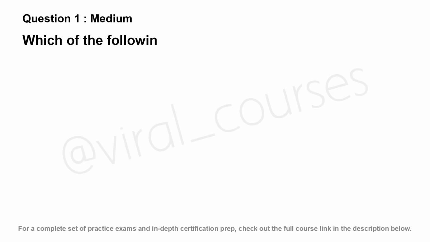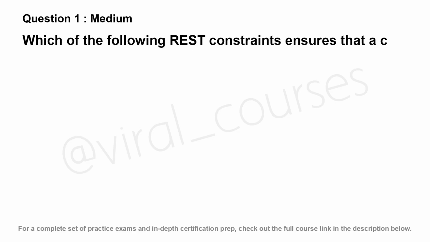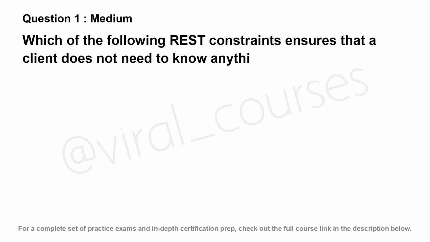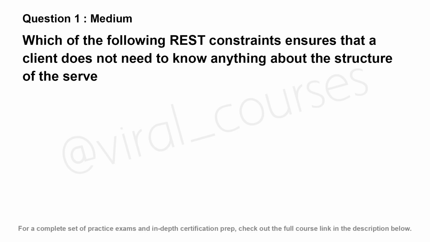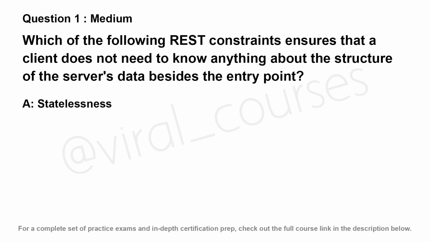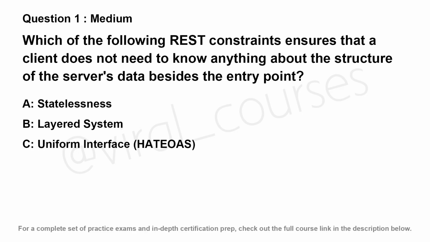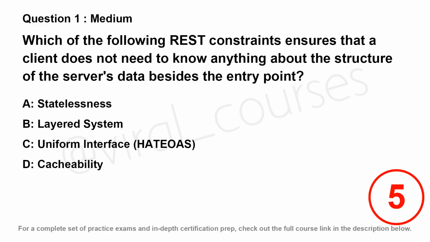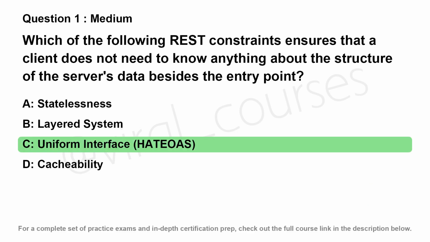Which of the following REST constraints ensures that a client does not need to know anything about the structure of the server's data besides the entry point? Option A, statelessness. Option B, layered system. Option C, uniform interface. HATEOAS. Option D, cacheability. The correct answer is C.